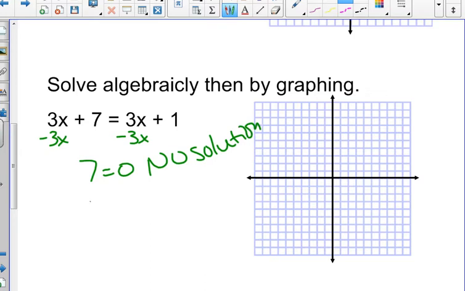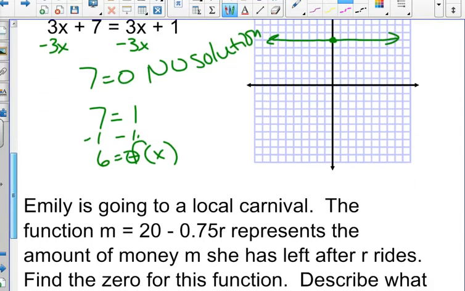So what do we get here? We get 7 equals 1, and we want to know what our y is, so we subtract 1 from both sides. We get 6 is equal to 0. This 0 is our f of x, right? So that means that it crosses at 6, there, and it doesn't cross the x-axis ever, so that means it's a straight line going like this. Okay? That's what a no solution line looks like.